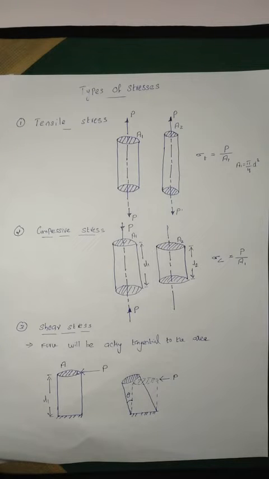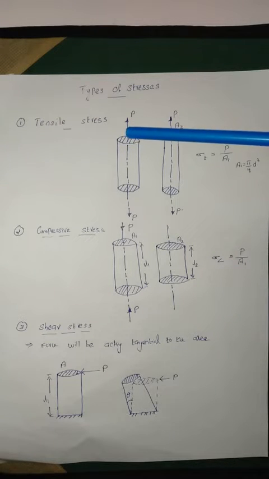So let us move to the first type of stress. It is tensile stress. Tensile stress is a stress which is developed in a member due to a tensile load. The stress under the effect of a tensile load is termed as tensile stress. So let us see the figure here. A circular rod is acted upon by a tensile load P and has an area of A1.